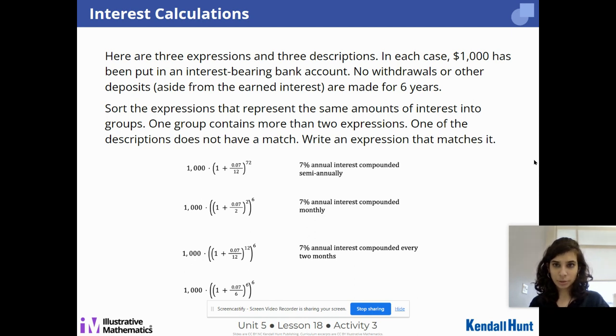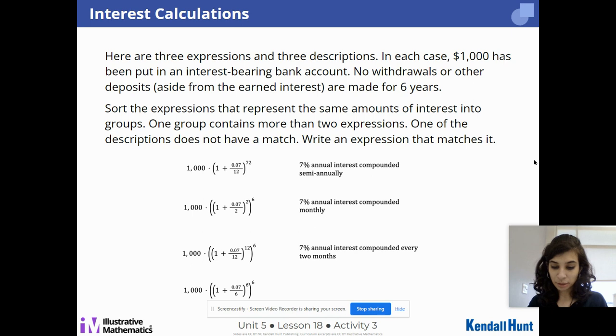Here are four expressions and three descriptions. In each case, $1,000 has been put into an interest-bearing bank account. No withdrawals or deposits aside from earned interest are made for the 6 years. I want you to sort the expressions by the same amount of interest into groups. One group contains more than two expressions, and I want you to do that and match it up as well. All of the descriptions have a match. I apologize, I forgot to edit it on this slide, but every expression has a match. Use the directions that you have in your sheet. Remember, we're talking about 6 years here. We're not just talking about 1 year, so be very, very careful about your unit of time.